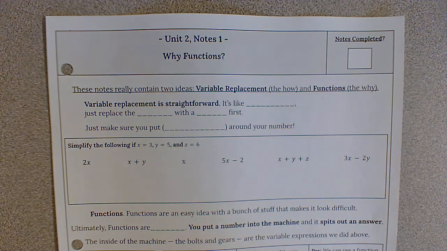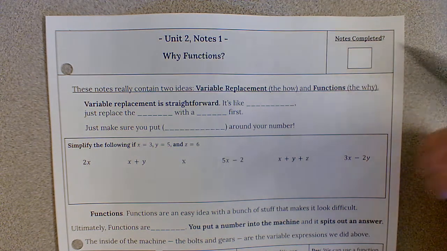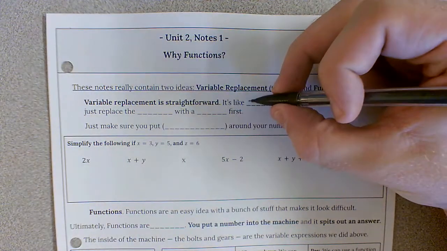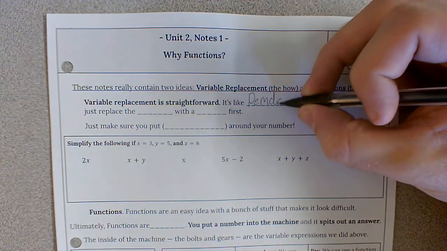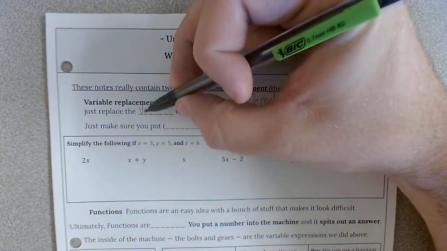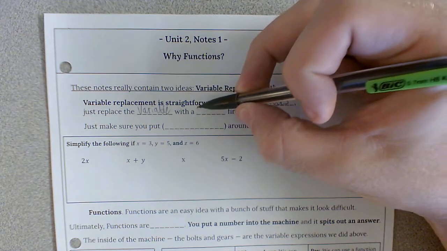There's really two ideas in these notes, touching on variable replacement, which is the how of functions, and functions themselves, which is the why. Variable replacement's super straightforward, but we got to know it. It's like doing PEMDAS with an extra step first. The first thing we have to do is just replace the variable with a number before we simplify.